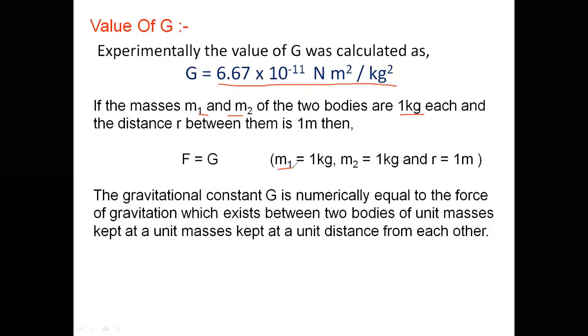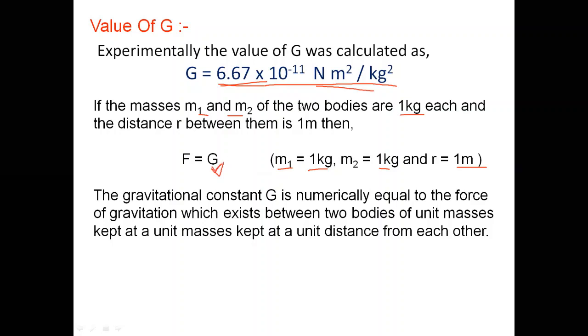Then the gravitational force of attraction between those bodies will be 6.67 × 10^-11 Newton meter square per kg square. If the masses of both bodies are 1 kg and the distance between them is 1 meter, then the gravitational force between them will be equal to G, the gravitational constant, which means 6.67 × 10^-11 Newton meter square per kg square.